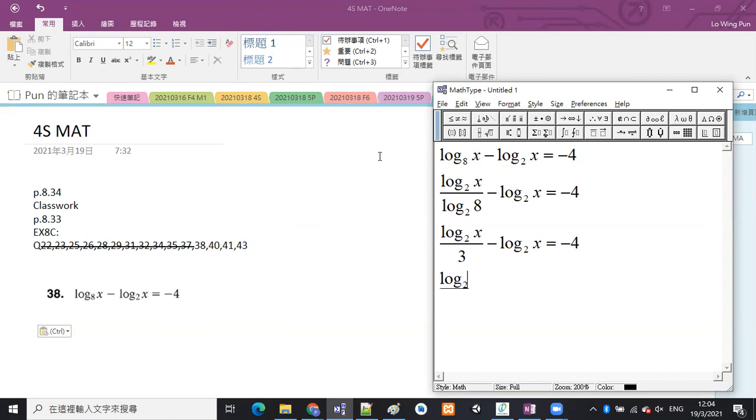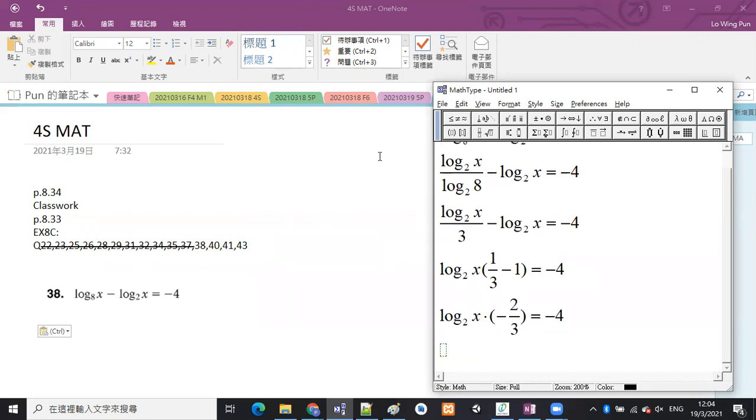You just take out the common factor, and then 1 over 3 minus 1 is equal to -4. And then 1 over 3 minus 1 becomes -2 over 3. And then we just multiply the 3 to the right and divide the -2 to the right, leaving log x base 2 on the left, and you'll get what? Let me see, 6 on the right. Okay, and then the left-hand side is ready.